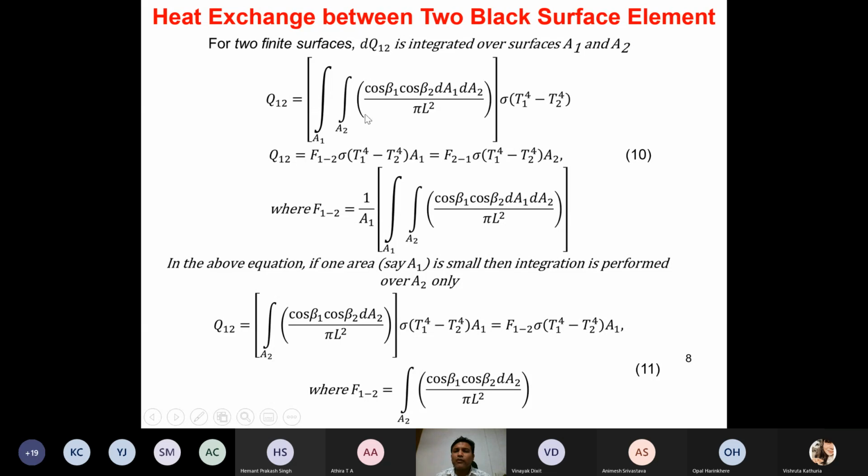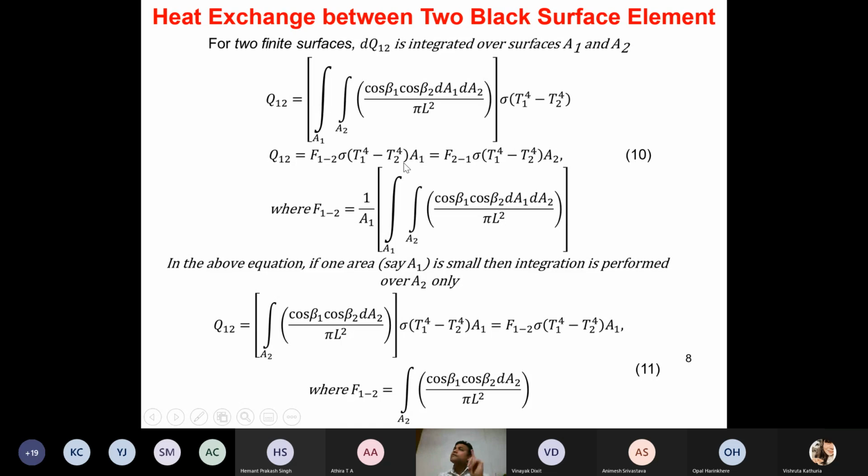So this is the only factor which is going to change. This is a common factor, so that is taken out, the constant factor. Okay. So this integral divided by area 1 is defined as F12, and therefore we can write this Q12 as F12 sigma (T1 raised to power 4 minus T2 raised to power 4) into A1.